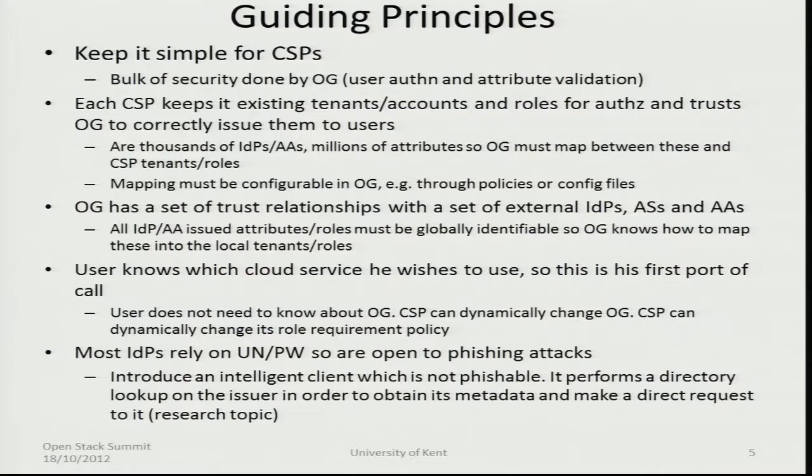As you set up federations, you will have to configure the attribute mapping function to map between the identity providers that you're going to trust and the roles that your cloud service providers have. Because we don't want to be changing the cloud service providers. They've got their system set up. They work with a set of roles. All they're doing now is switching to external identity providers. But from their perspective, they just trust the gateway. They just trust Keystone or whatever to do it all for them.